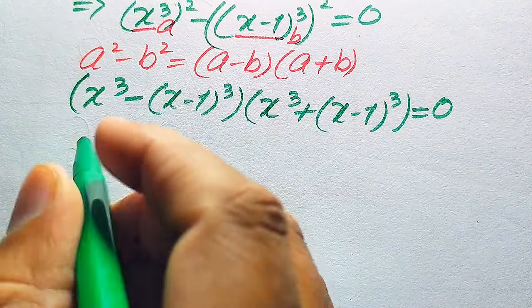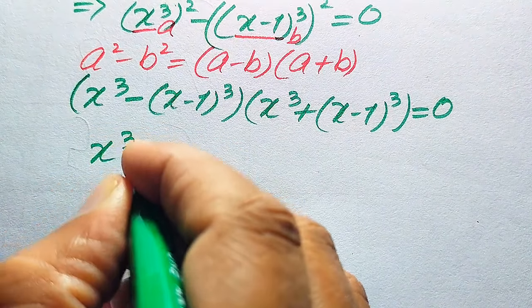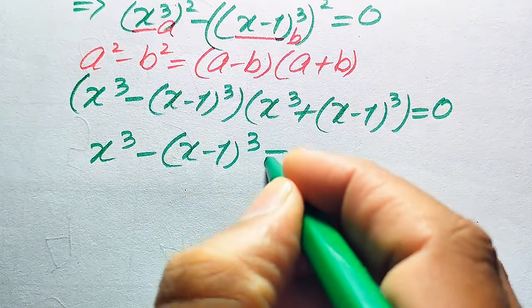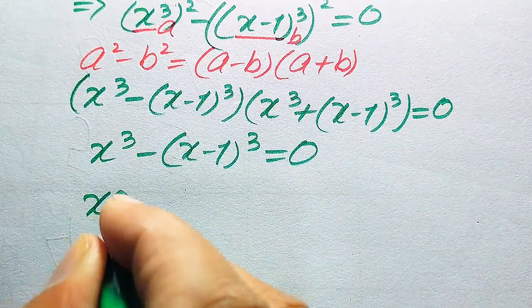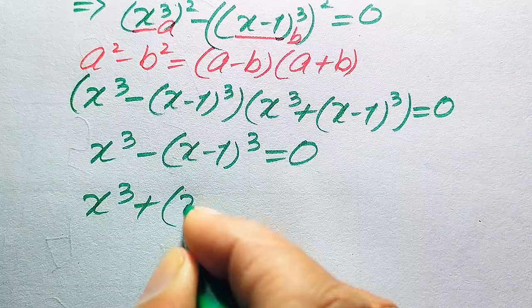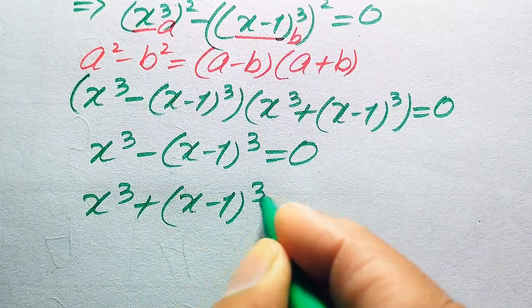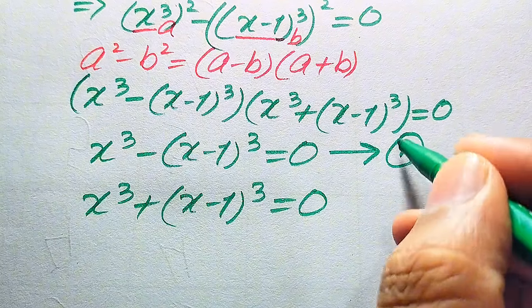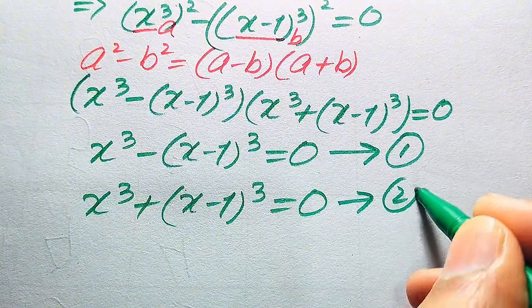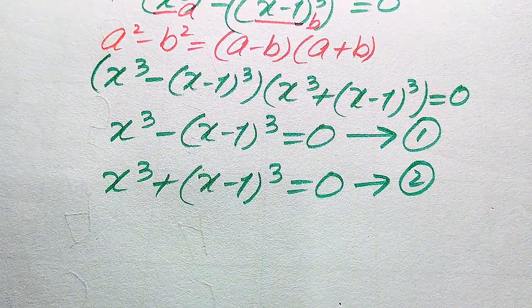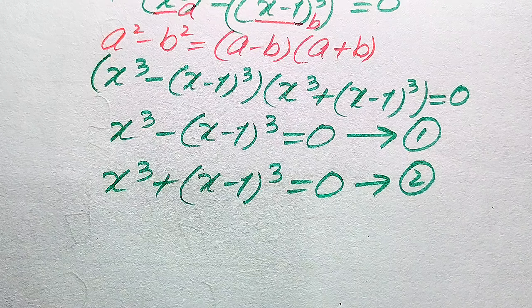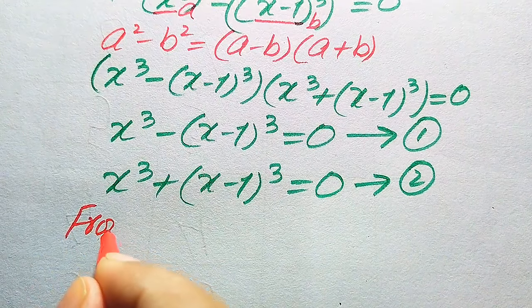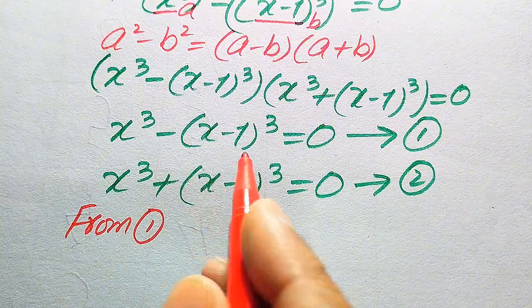The first case is we write x cubed minus (x minus 1) cubed equals 0, and the second case is we write x cubed plus (x minus 1) cubed is equal to 0, and we call this equation number 1 and this equation number 2. So here we solve these two equations one by one, and first we focus on equation number 1, and in equation number 1 we apply this cubic formula.